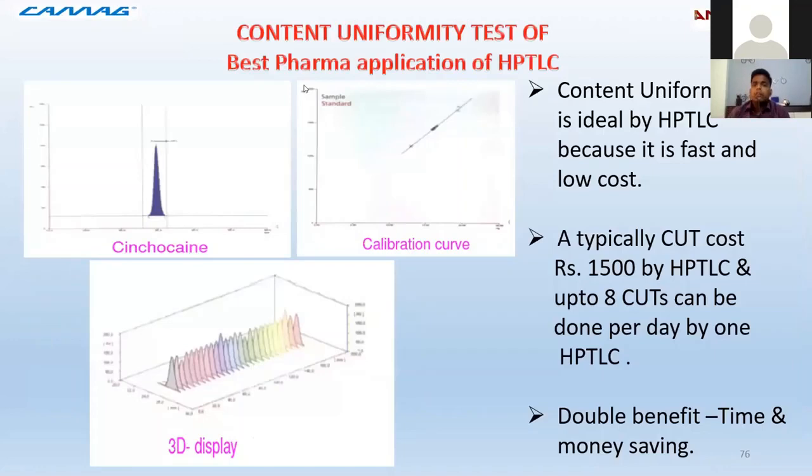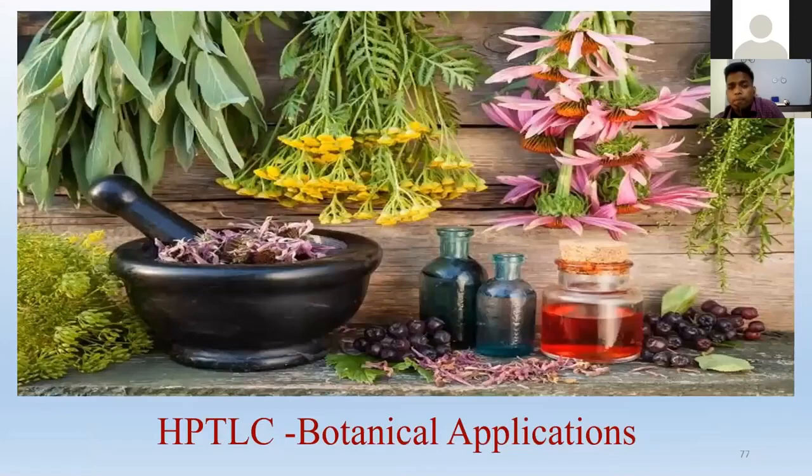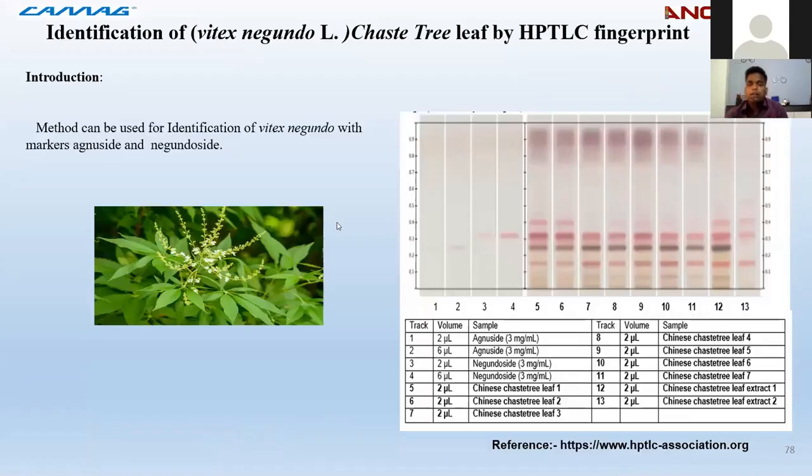Then content uniformity test. By using this HPTLC, you can go for the content uniformity test. It is a very ideal test by using HPTLC because it is very fast and low cost. A typical cost is around 1500 by HPTLC, and up to 8% can be done per day. After this, some botanical examples.